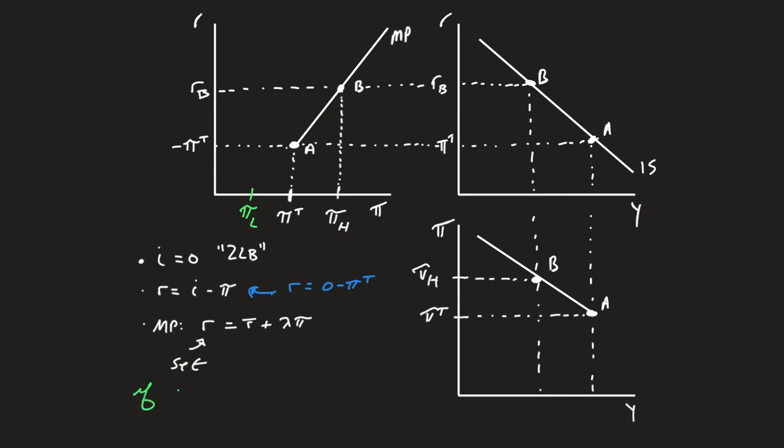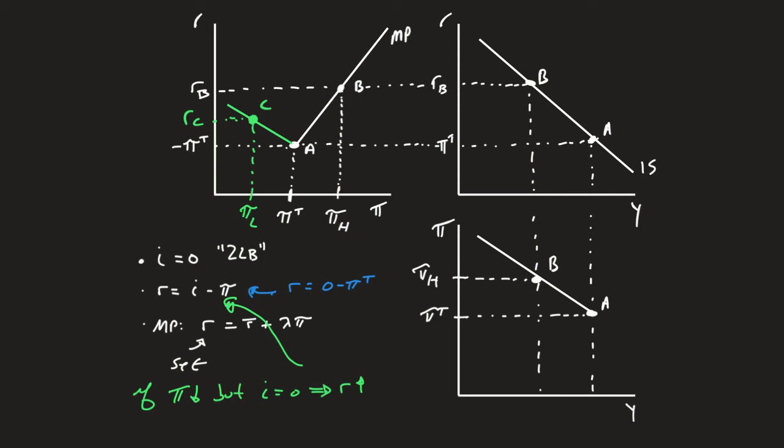If inflation starts to go down, but i is equal to 0, what do we notice with this Fisher equation? Well, this means the real interest rate actually starts to go back up. So we're going to see some real interest rate, let's say right about here, point C. So the MP curve, once we hit that zero lower bound, kinks and becomes downward sloping.